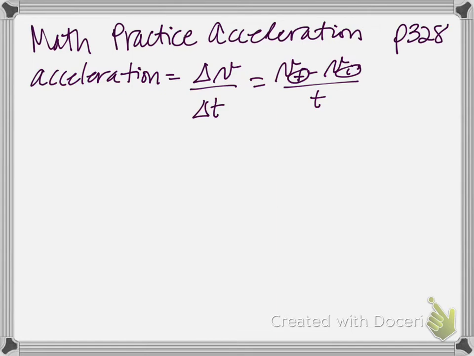Now we're going to write our data table. The four things we're interested in here are VI, VF, again, that's initial velocity and final velocity, the acceleration, and the time. So I've got my bare bones there.